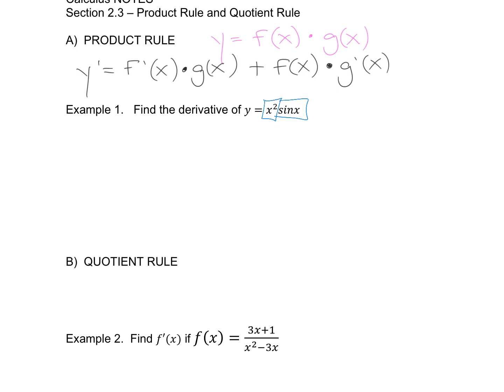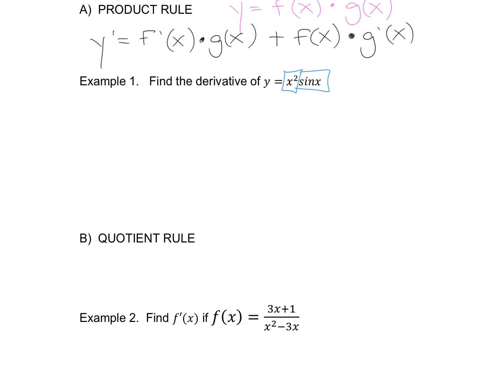So if I walk through that one piece at a time, this means my y prime is going to be, I start with the derivative of the first function. So what is the derivative of the first function? 2x. I multiply that by just the second function, no changes, sine x. I add to that the first function, no changes, which is what? X squared, multiplied by the derivative of the second function, which happens to be cosine x.